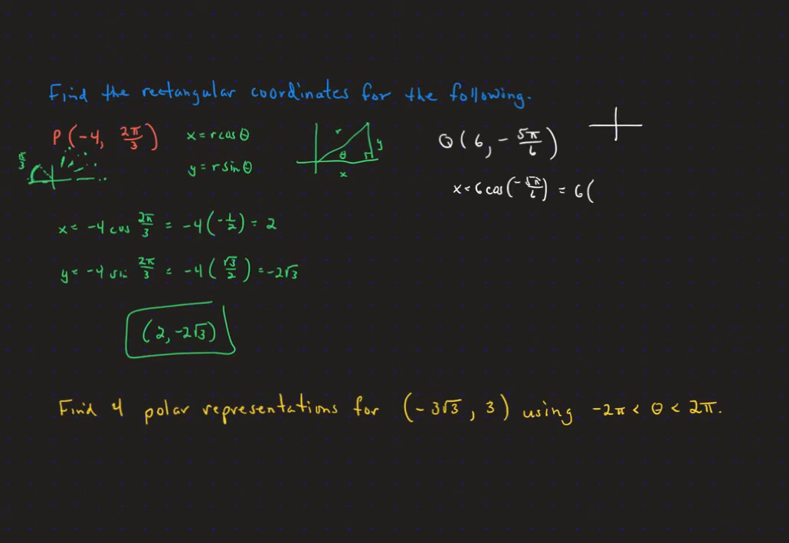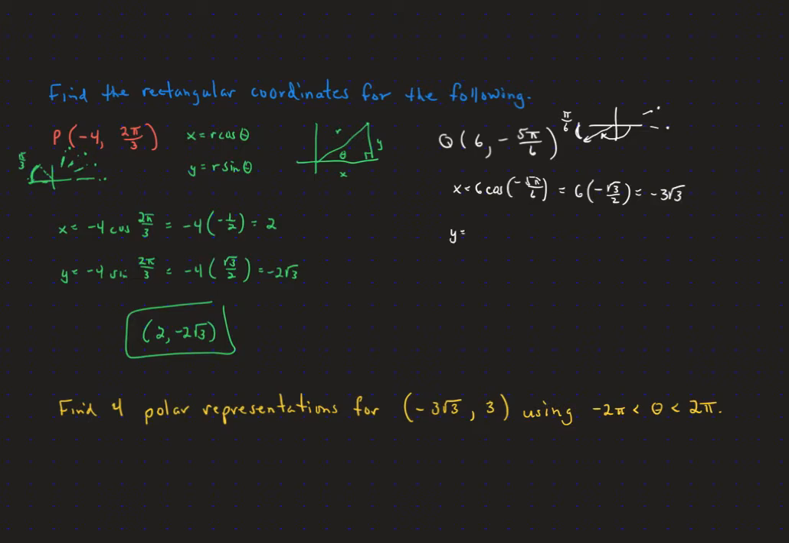Now a negative 5 pi over 6 is going to put us over here in quadrant 3. Our reference angle is going to be pi over 6. So we're going to go angle 0, angle pi over 6 is that first one. Cosine starts big, so that's going to be 1 square root of 3 over 2. In quadrant 3, everything is negative, so we're going to get 6 times negative square root of 3 over 2, so that will be a negative 3 square root of 3.